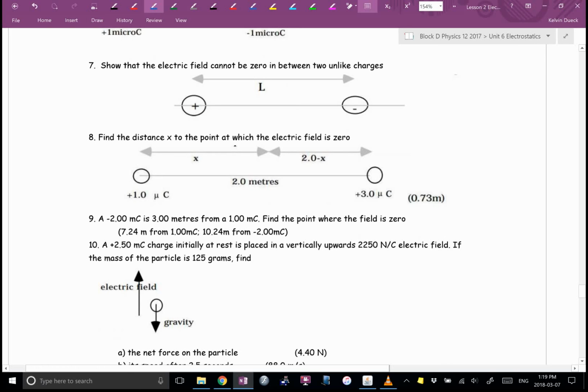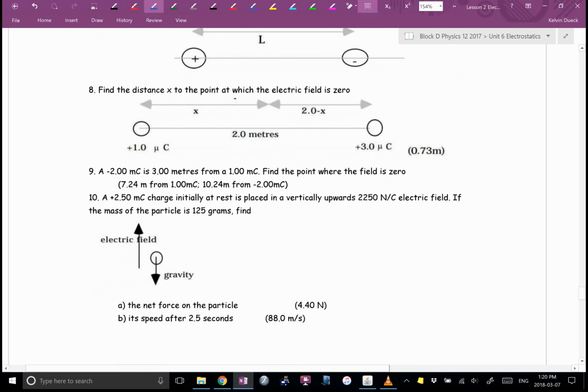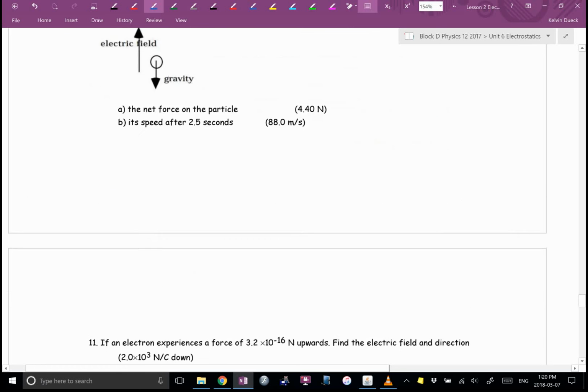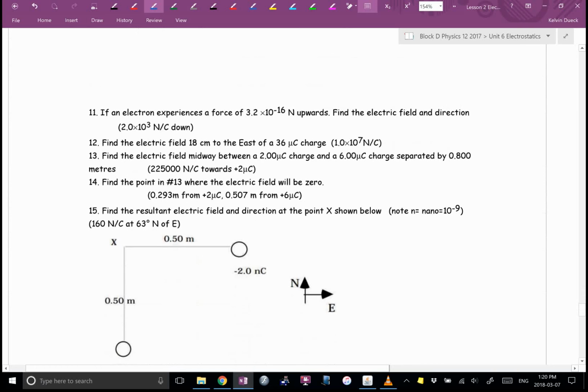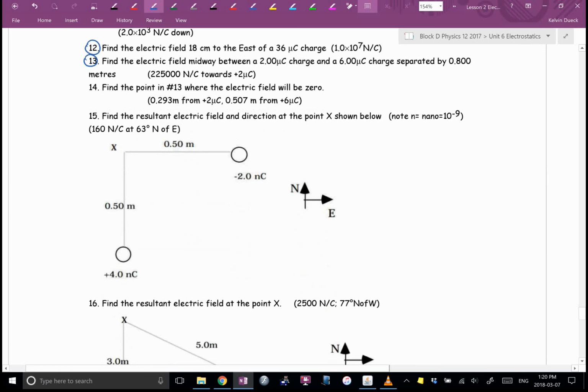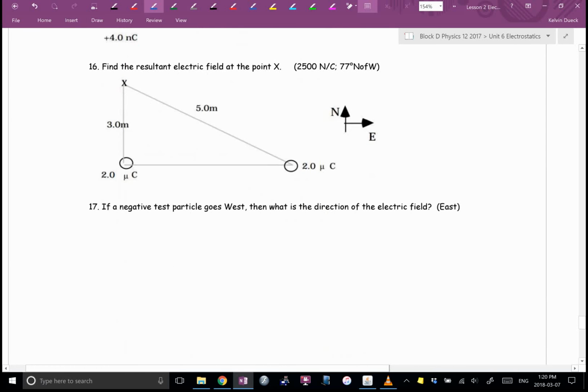Number 8 is very similar to the bonus question that I gave you. I'm not going to assign it, but it's really similar to the bonus question. I'm not wild about number 10. 11 is good. 12 is good. 13 is good. 17 is good.